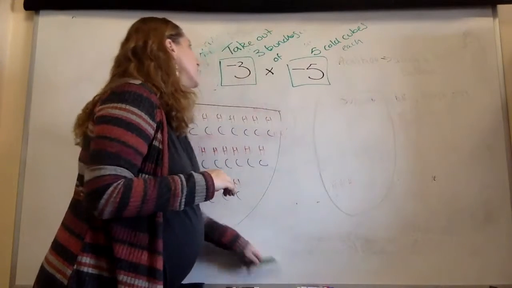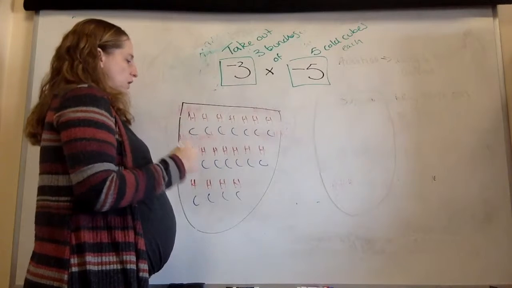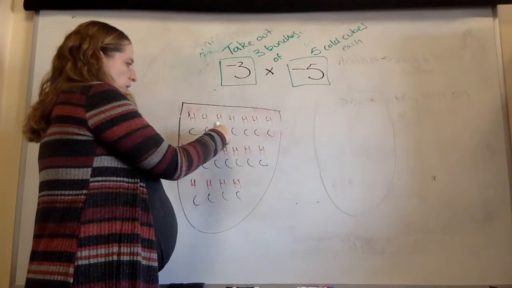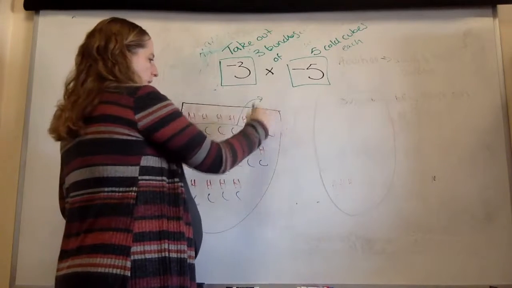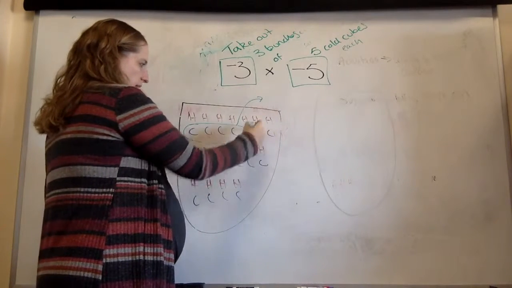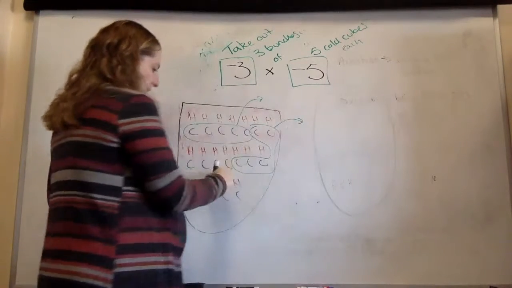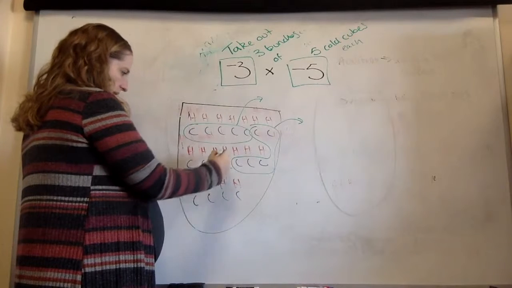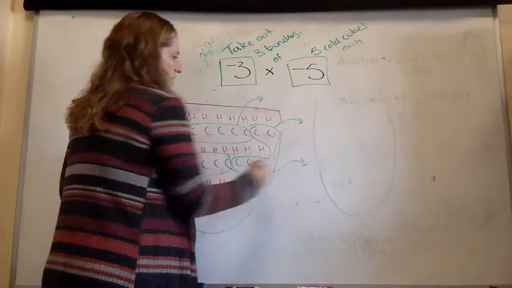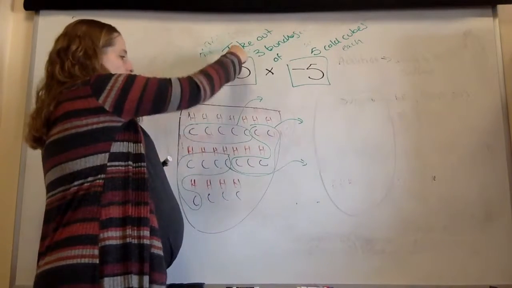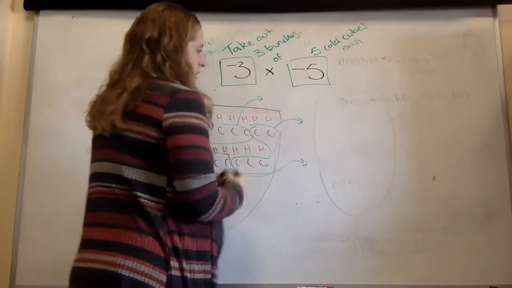So now we're going to follow the instructions. The instructions say take out 3 bundles of 5 cold cubes each. So 1, 2, 3, 4, 5. There's 1 bundle, and I'm taking it out. 1, 2, 3, 4, 5. There's another bundle, and I'm taking it out. 1, 2, 3, 4, 5. There's my 3rd bundle, and I'm taking it out. So I'm removing 3 bundles. Each has 5 cold cubes in it.